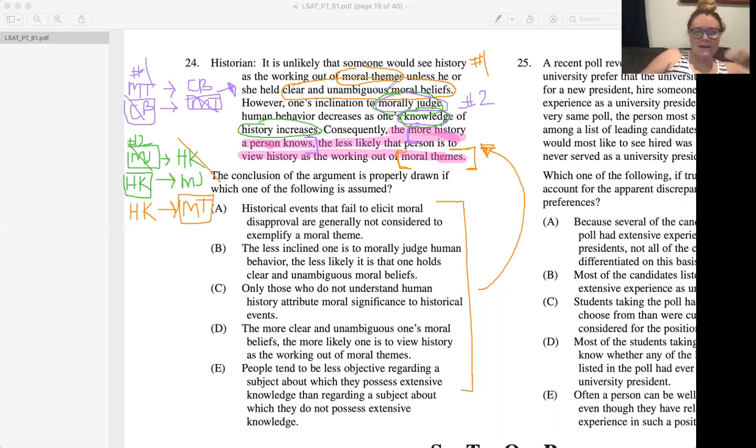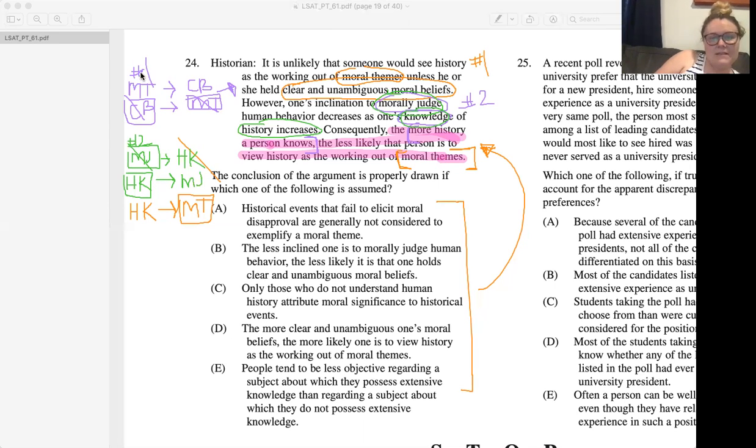So once again, you can see that nowhere in our conditional statements up here do we have history of knowledge or knowledge of history and the working and seeing history as the working out of moral themes connected. So somehow we need to connect these two things. And so what I'm going to do is in blue, I'm going to circle those in our conditional statements.